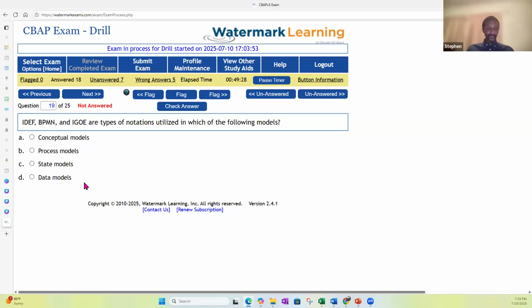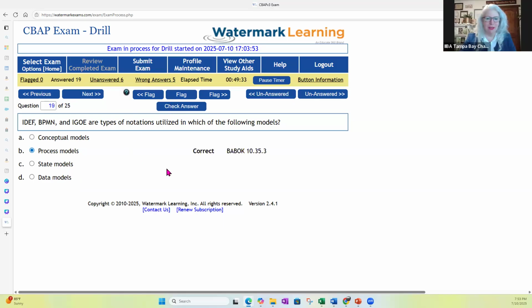Process models. Process model. Yeah. That is correct. Very good.